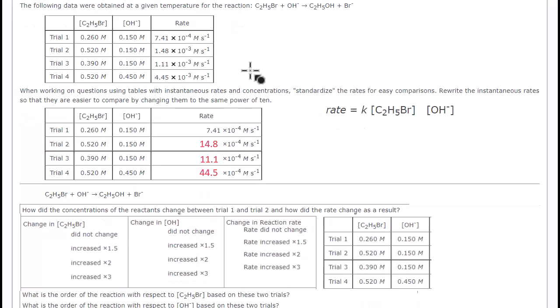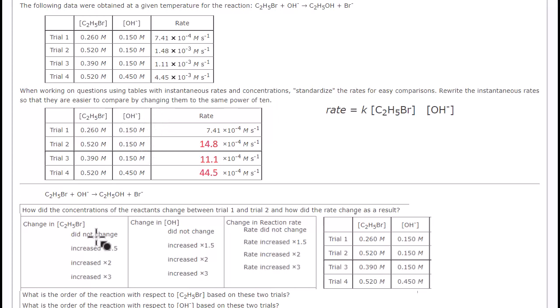So our first question here that I've set up, we've got our reaction. How did the concentrations of the reactants change between trial 1 and 2? So I'm looking at 1 and 2, and I see that the bromoethane is doubled. That's what you want to see. This is a doubling, twice as concentrated. Now, the hydroxide isn't changed. That's what we want. We want a situation where we're only changing one item, so we can see the effect of the bromoethane because the hydroxide hasn't changed any.